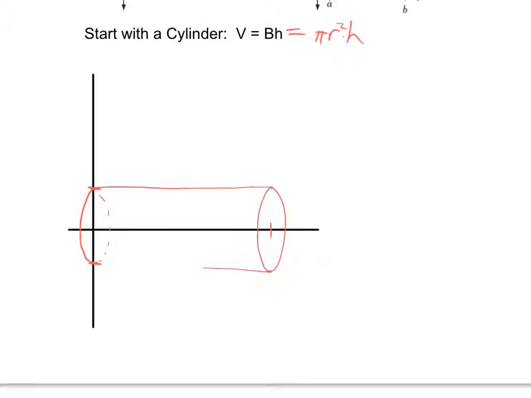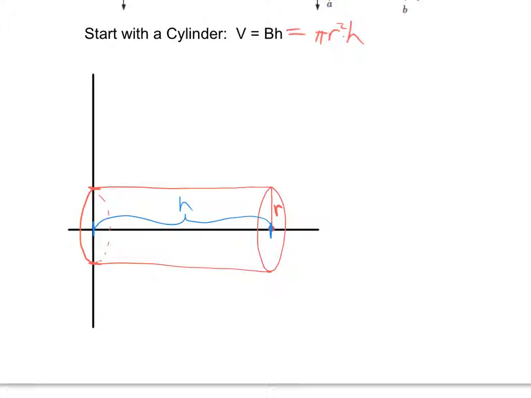With our cylinder, you guys know that this would be the radius, and the distance between where we started and this side, the distance between those bases, is your height. That's the height. So we do pi r squared h. All right, does that make sense?